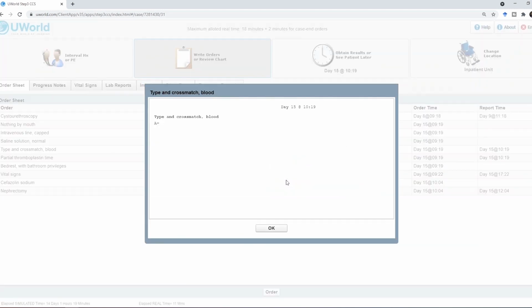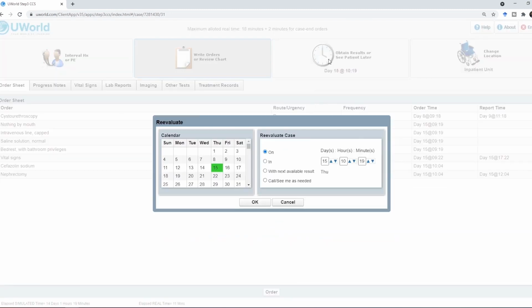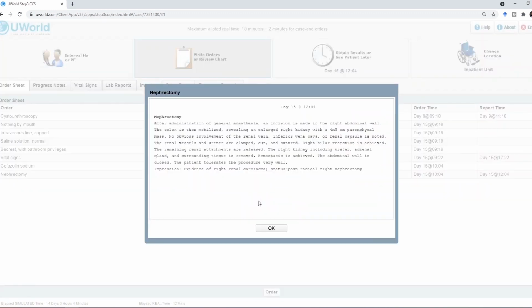So we continue advancing the clock. Now we're starting to get the results of the orders we made. PTT is normal. We continue advancing the clock. This is the results of the nephrectomy. Here is the impression. This is the main thing that you need to read. Evidence of right renal carcinoma, status post radical right nephrectomy. So the surgery was successful.